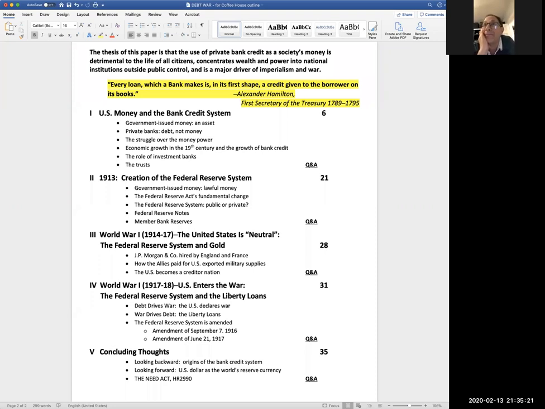So that is what stands in for real money nowadays, which is what we're hoping to change. That's our only medium of exchange, bank credit money.